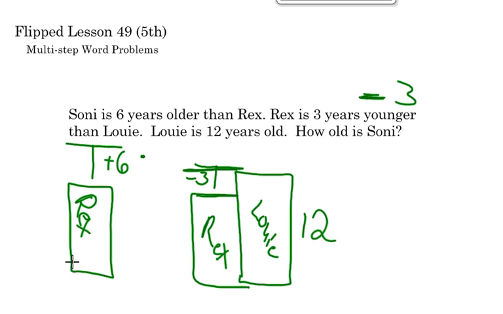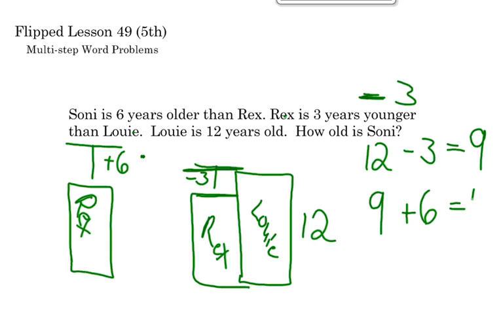First step we need to do is, since we know how old Louis is, and we know the relationship between Rex and Louis, we're going to do that step first. It says that Louis is 12, and Rex is 3 years younger than Louis. So 12 minus 3 years younger, we're going to get an age of 9 for Rex. So Rex is 9 years old. From here, since Sony is 6 years older than Rex, we take the 9, the age of Rex, and add 6, how much older Sony is. By adding those together, we find that Sony is 15 years old.